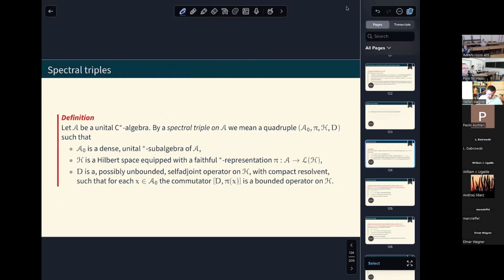Let me quickly say something about spectral triples, but most of you, of course, know this. What I mean by a spectral triple is this quadruple, where A0 is a dense unital star subalgebra of A, H is a Hilbert space equipped with a faithful star representation, and D is a Dirac operator, so a possibly unbounded self-adjoint operator with compact resolvent and bounded commutators.